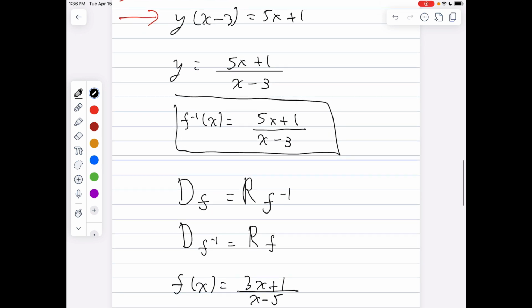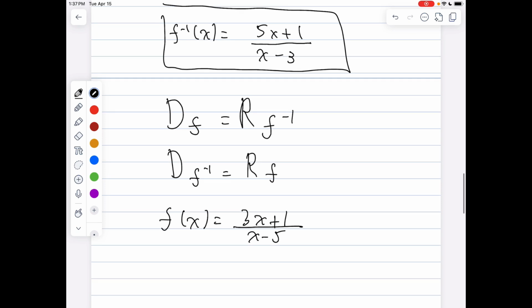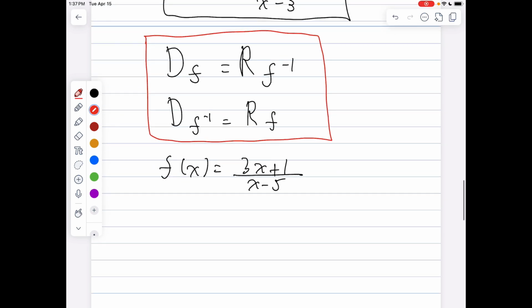Now, for the part where we find the domain and the range of your function, we want to use these two facts right here about your function and your inverse. The domain of the original function is equal to the range of the inverse, and the domain of the inverse equals the range of the function. So if you can find one or the other for a function or for its inverse, you can find the other quantity that we're looking for.